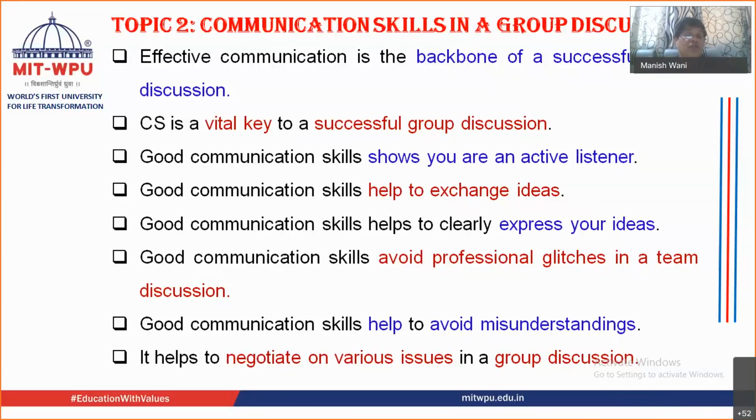So we can say, if you have a good communication skill, then you will be able to negotiate on various issues. It may be regarding you selling your product to the other company, you talking good about your company to the other people, and so on and so forth. So in a group discussion, if you have a good communication skill, then you stand out from the others and people take notice of your ideas.